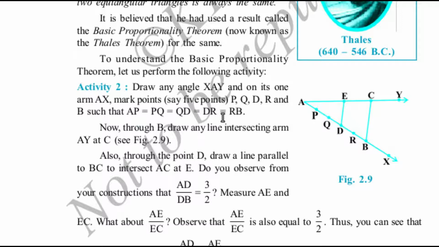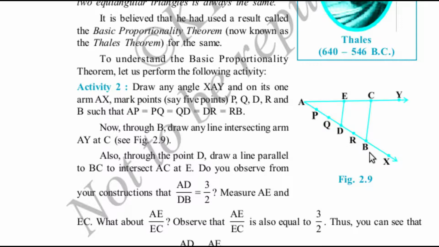Now let us look at the activity. Draw an angle XAY, AY being one arm and AX being the other arm. Then mark 5 points, say P, Q, D, R, B, such that the length of AP must be equal to the length of PQ, PQ must be equal to the length of QD, the length of QD must be equal to the length of DR, and so on. Say for instance the length of AP is 1 unit, the length of PQ must be 1 unit, the length of QD must be 1 unit, and so on.